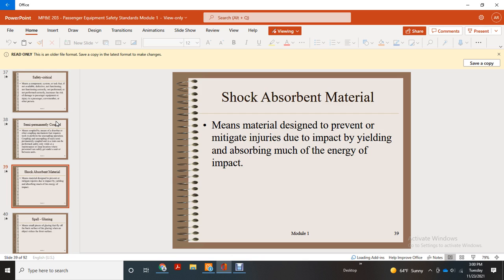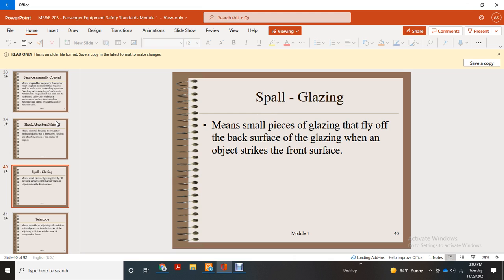Shock absorbent material means materials designed to prevent and mitigate injuries due to the impact, by yielding and absorbing much of the energy of the impact. Spall glazing means a small piece of the glazing that flies off the back surface of the glazing when an object strikes the front surface.